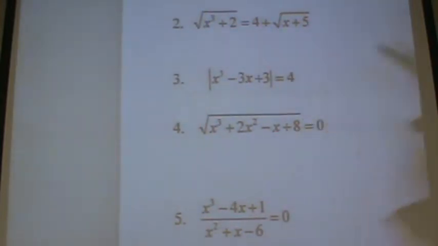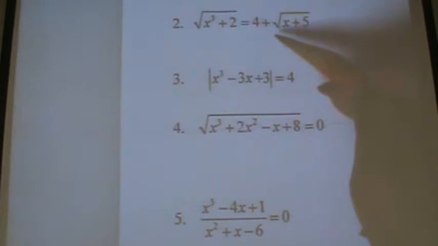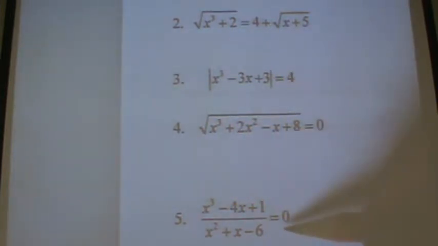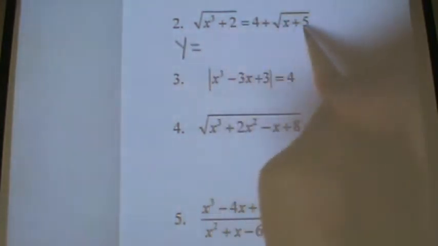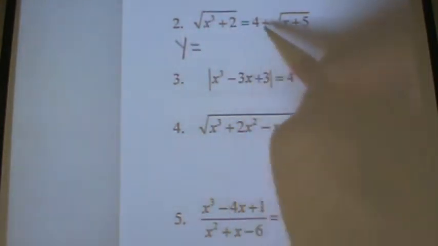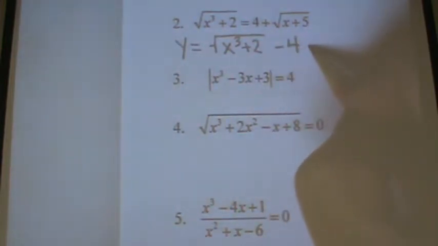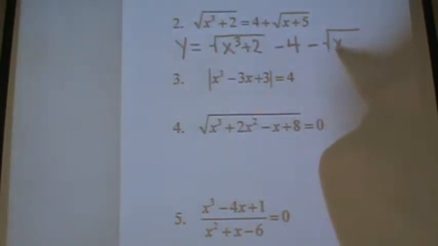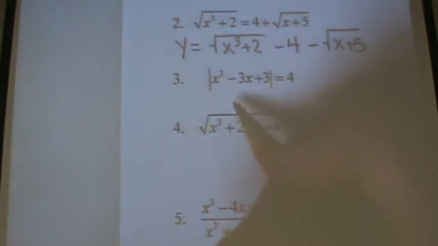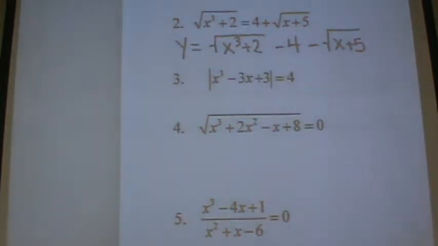Now, what's the difference in how you type this one in, this one in, this one in, and this one in? They're different. For this one, with more than one radical and numbers, you're going to type it in as x cubed plus 2, then what? Minus 4. Good, and then? Minus square root of x plus y. Now, when you type that in your calculator, you should see it's going to hit the x-axis at 3.58.